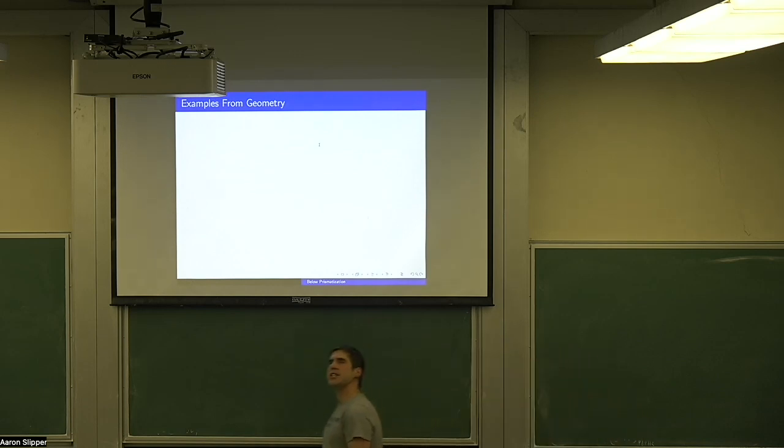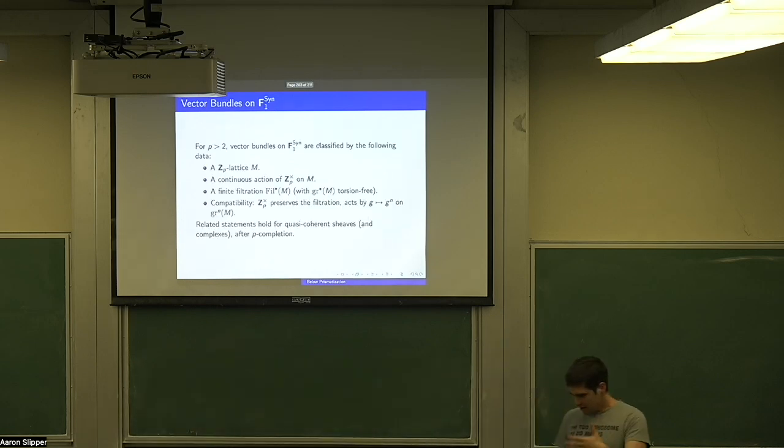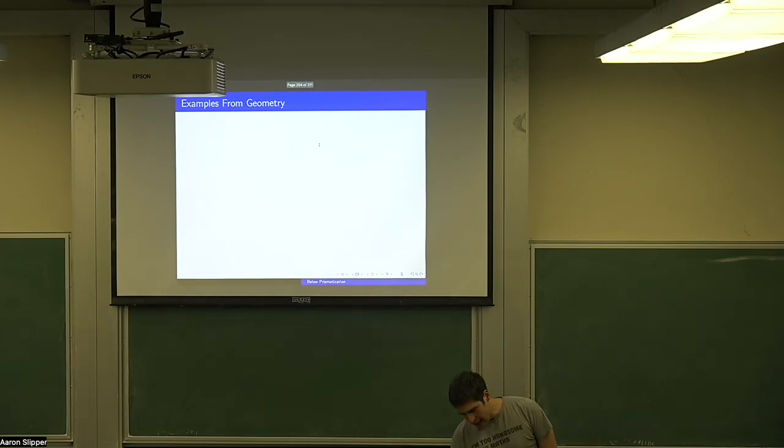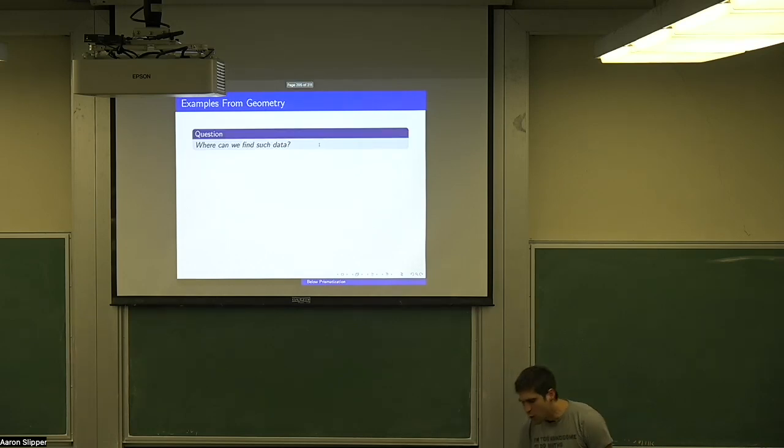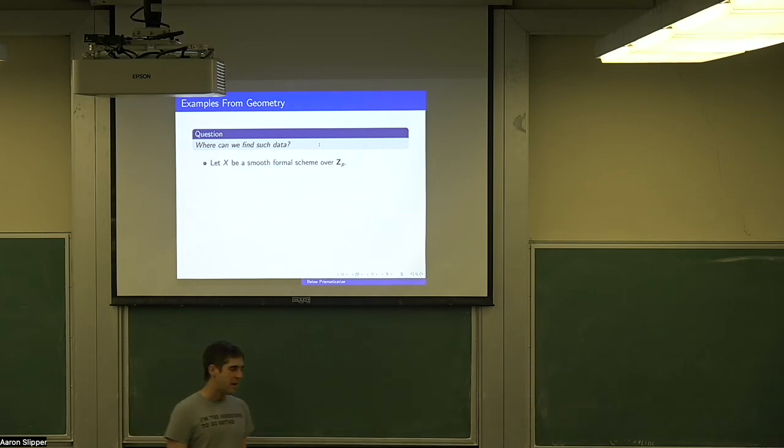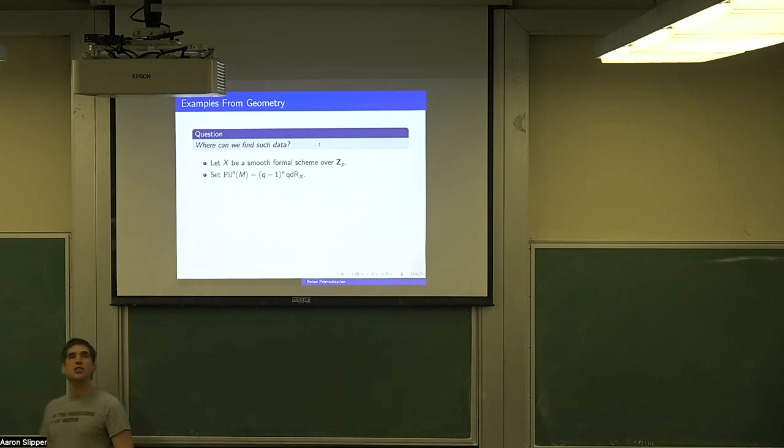Okay, so where do you see structures like what I just described? Things with a filtration and a Zp star action that at the associated graded level behave like this. Here's one way that you could define it. Let's say X is a smooth formal scheme over Zp. You take the q-de Rham complex of X, this object that I mentioned earlier, and you equip it with a filtration, where fill n is just a copy of the q-de Rham complex, but you think of it as having a (q minus 1) to the n.